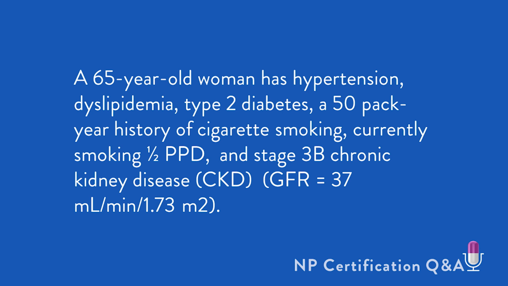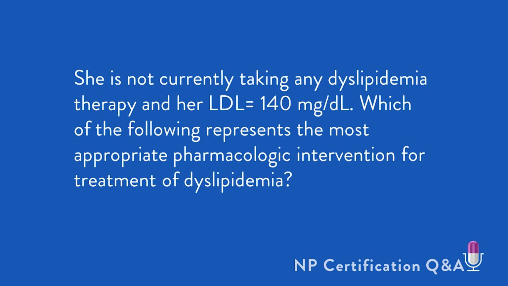A 65-year-old woman who has hypertension, dyslipidemia, type 2 diabetes, a 50-pack year cigarette smoking history, currently smoking 1/2 pack per day, and stage 3B CKD, chronic kidney disease, with a GFR of 37, presents for care. She is currently not taking any dyslipidemia therapy, and her LDL is 140. Which of the following represents the most appropriate pharmacologic intervention for the treatment of dyslipidemia in this patient?